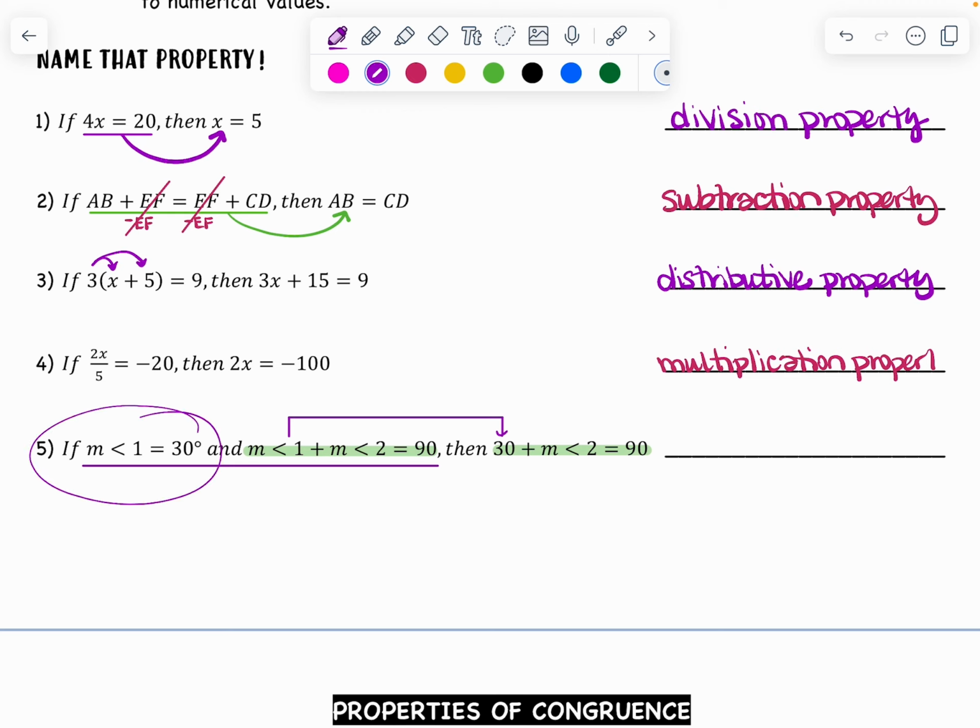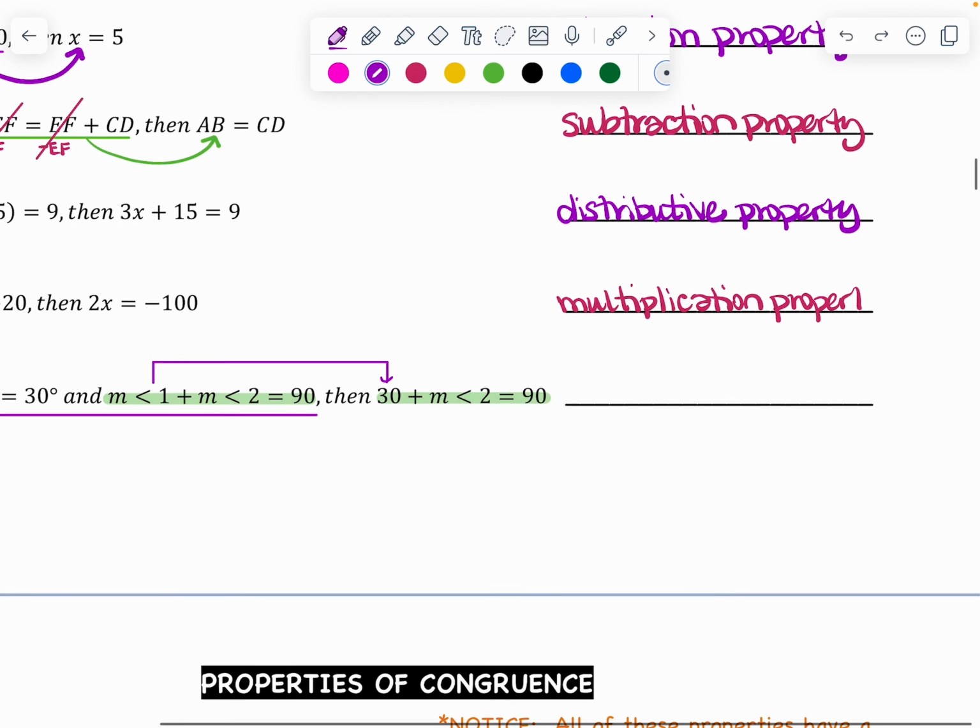Well, what allowed me to do that? Over here they told me that the angle 1 was equal to 30. So I replaced the angle 1 with a 30. And of course, a fancy word for replacement is substitution. So this would be an example of the substitution property.